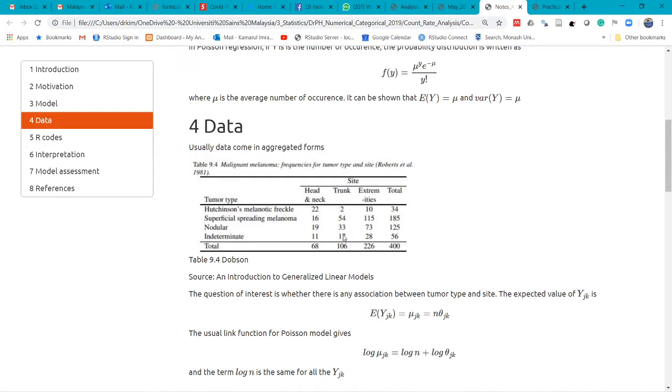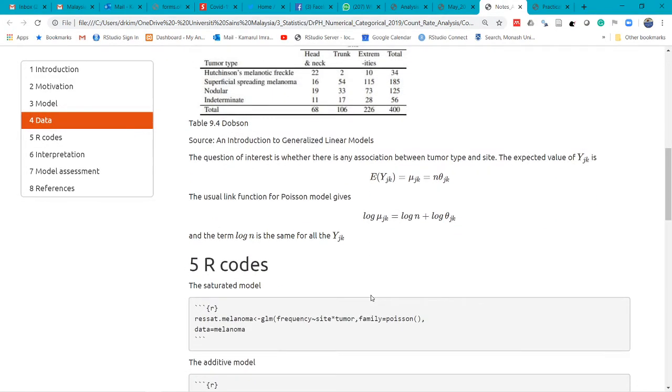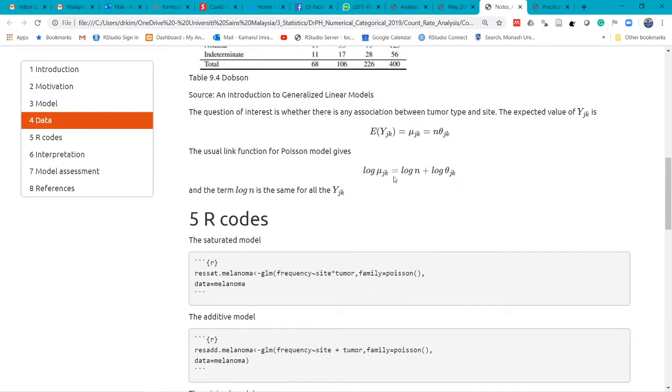So imagine this, you have a column of site, a column of tumor type, and a column of frequency. You have to imagine the kind of dataset that was originally used to come up with this table. So this is the link function for the Poisson model, which is log mu jk equals log n plus log theta jk.